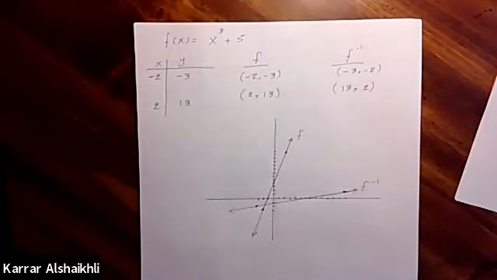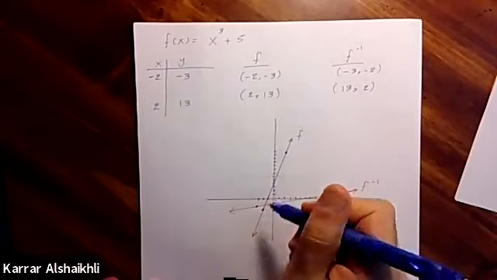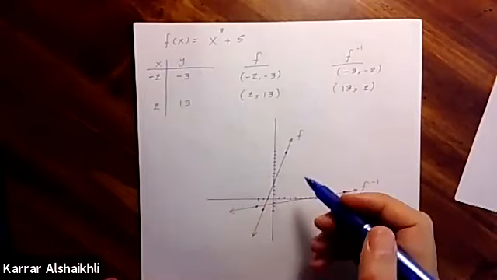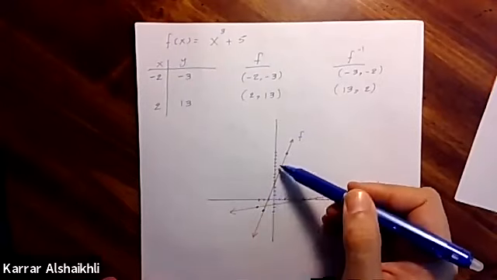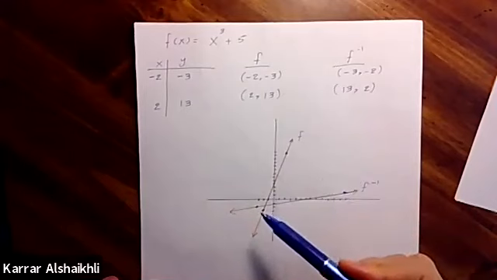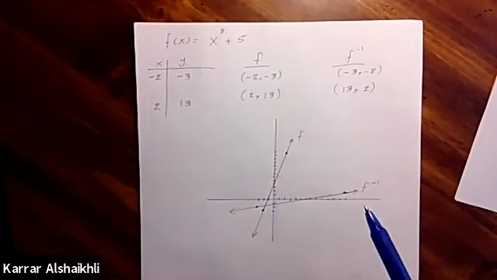So again, sometimes they're going to give you the graph of f, and you just have to find the inverse. How to find the inverse? Take 2 points from the graph. Like if they give you this graph, take any 2 points from here, flip the points, and graph it to get the graph of the inverse.